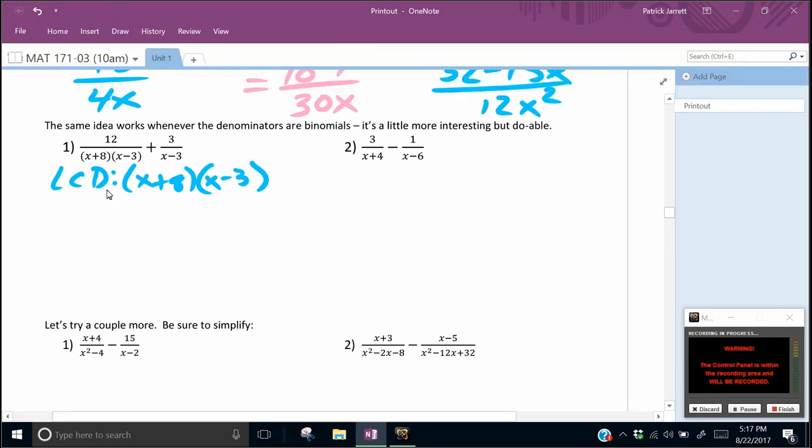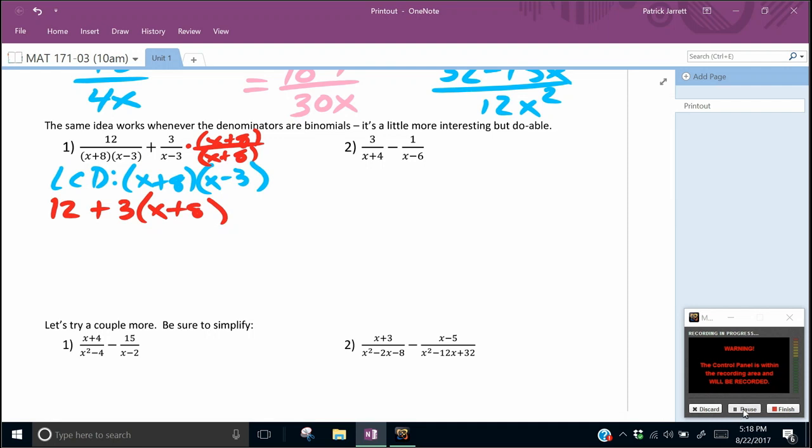So for the first factor, which is 12 over all that, I already have the LCD there. So I need to have an x plus 8 in the numerator and in the denominator. So that's what I'm going to get there. So I have 12 plus 3 times x plus 8.